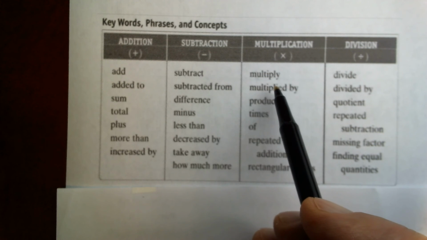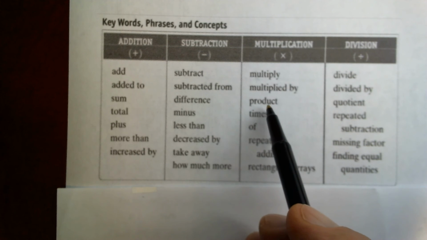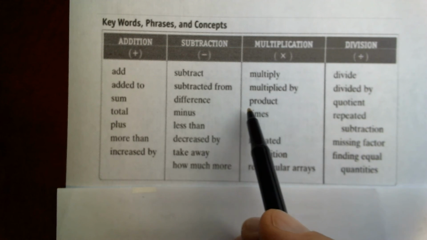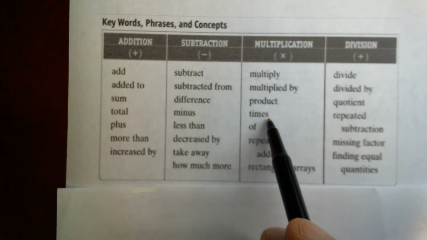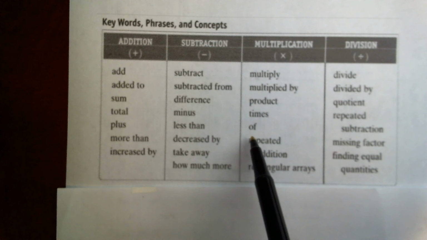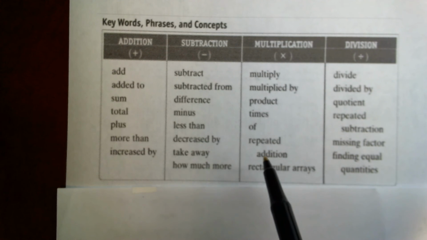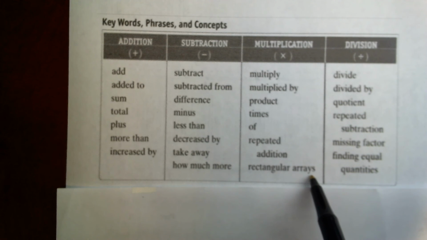Then for multiplication there are different words also. To multiply is the most obvious one, but multiplied by would of course mean the same thing, but product also implies multiplication. Times implies multiplication. Of, not so obvious, but the word of can also mean multiplication. Repeated addition, of course, we know represents multiplication. And rectangular arrays implies multiplication. It's not used all that often, but that also implies multiplication.